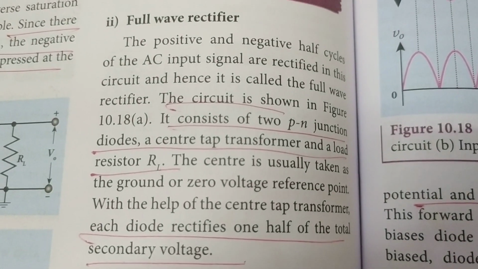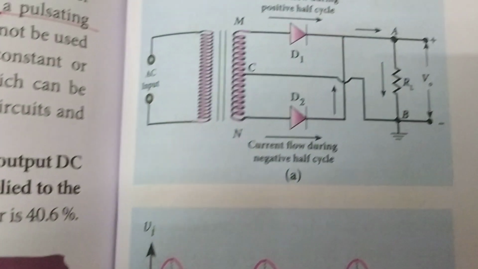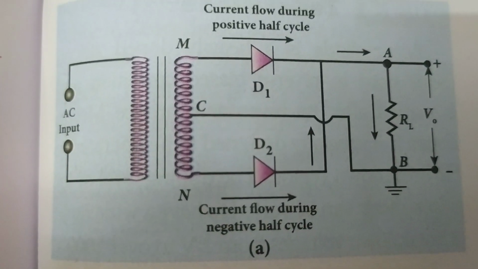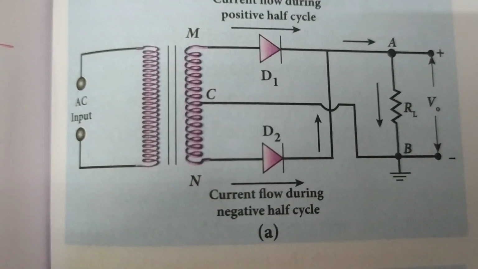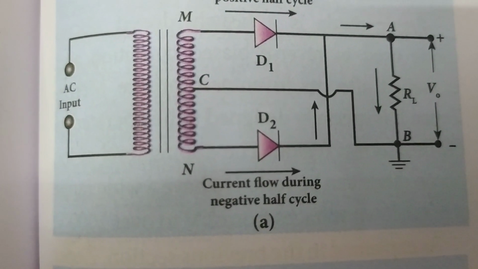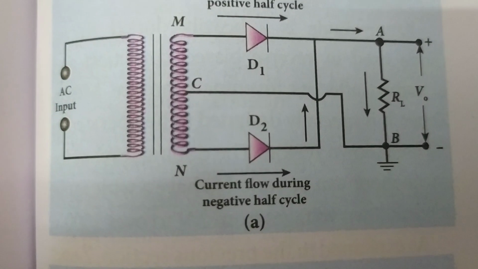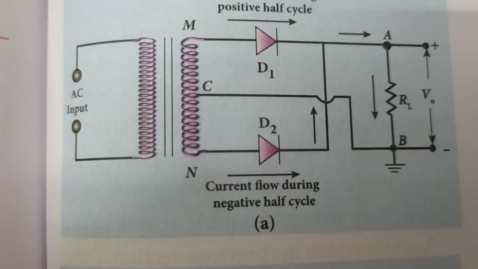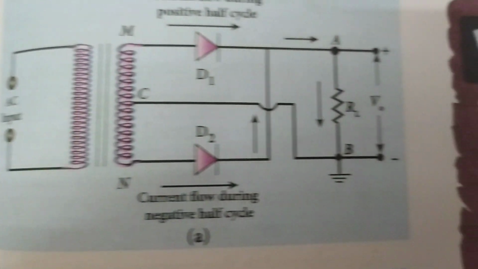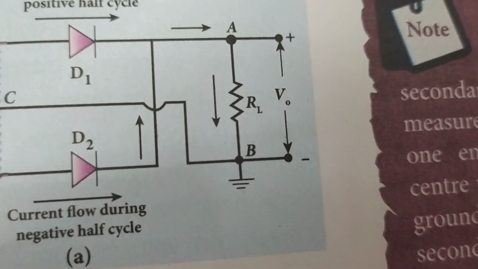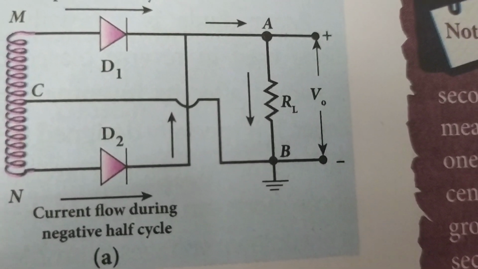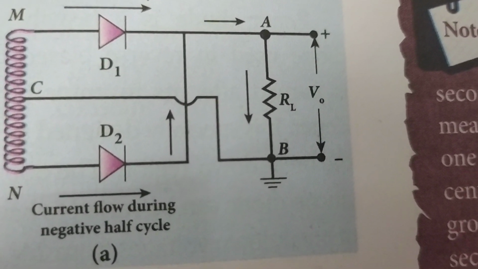So it is called full wave rectifier. Here the difference is that you are having two diodes, D1 and D2, and you are having a center tap in the transformer. Usually M is positive with respect to C and N is negative with respect to C. The center tap is usually at zero potential. The AC input is given here and you are getting VO, that is a DC, and RL is a load resistor.